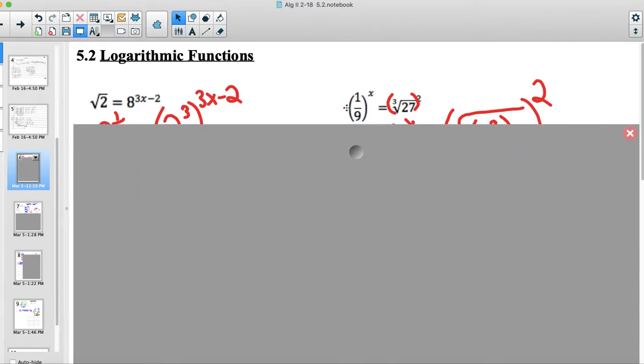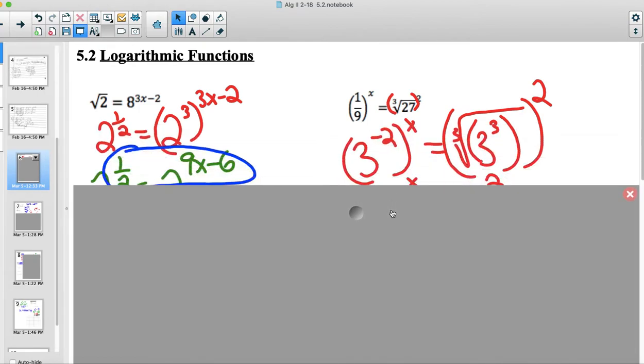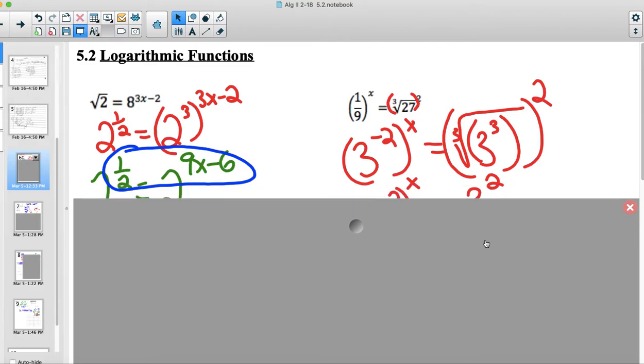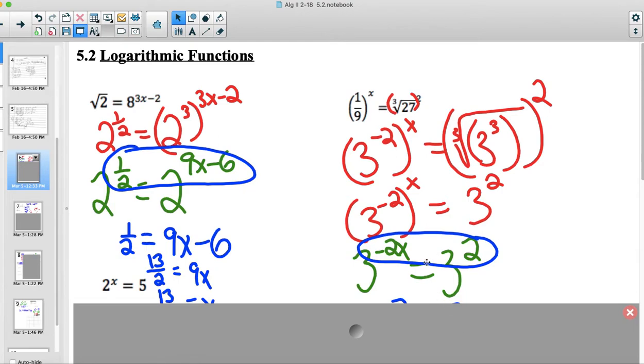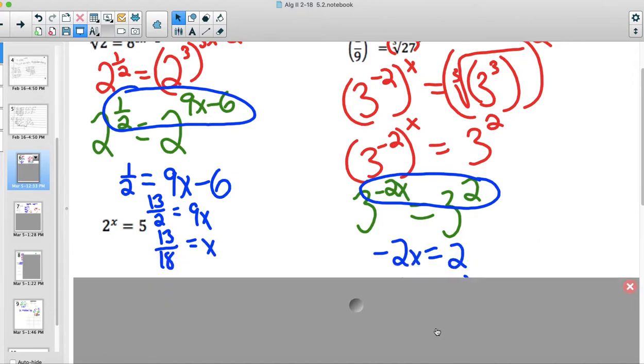In a similar fashion over here, notice that we have 9 and 27 as our bases. We realized that 3 would be a good base that would connect both 9 and 27. So I would write this as 3 to the negative second, and 27 as 3 to the third. Then you're going to take the cube root of that, which would be 3 squared, and you would get 9. And then again, you'd set this equal to each other, so negative 2x equals 2, and you'd get x equals 1.